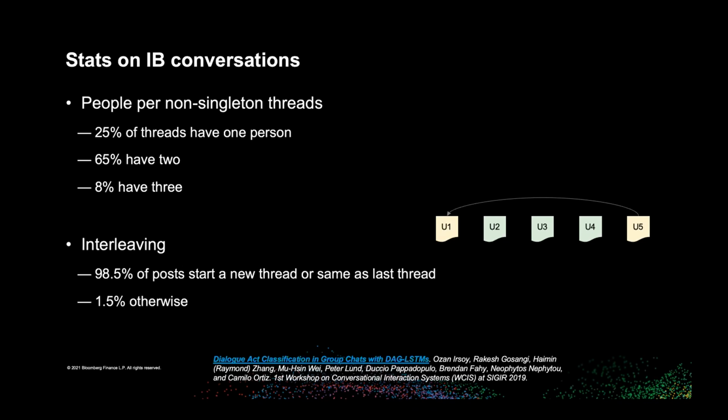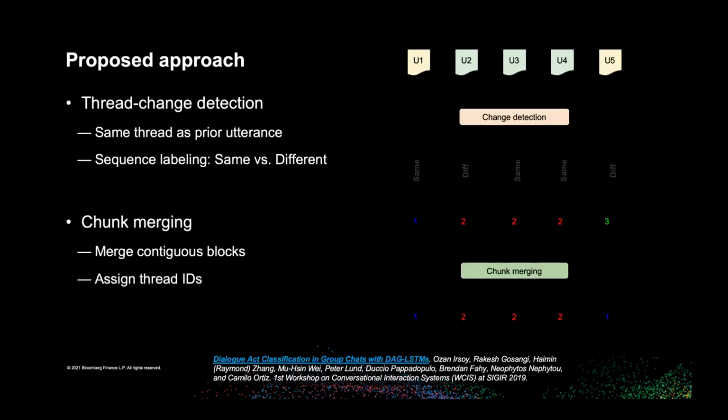And then the other piece is that there was very little interleaving. 98.5% of all posts started a new thread or is the same as the last thread. And so this, you can imagine, gives rise very naturally to a different algorithm. And this is really just thread change detection. So as you're going through, you say, okay, is this thread continuing the last one, or is it starting a new thread? And it's a sequence labeling where now you have 2 labels, which is same or different. And then post hoc, you then merge into these contiguous blocks and assign thread IDs.